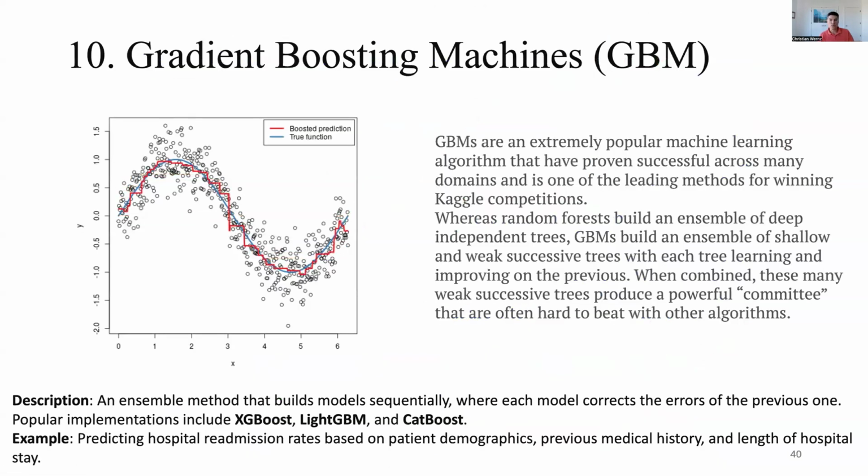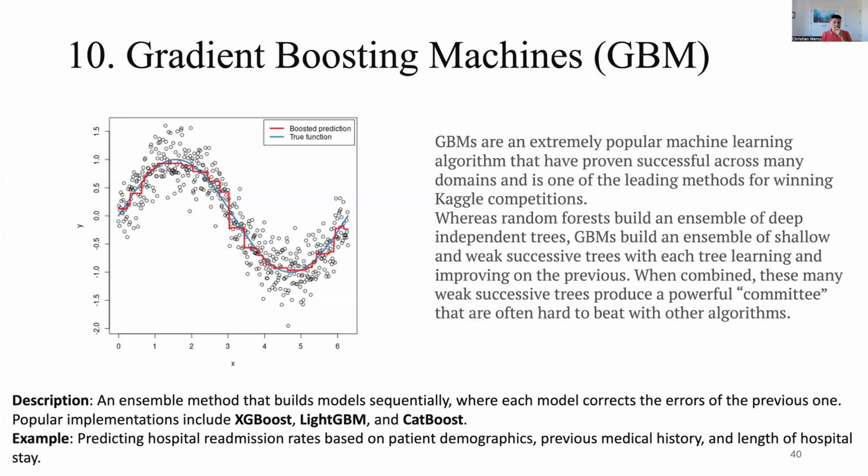Number 10, gradient boosting machines, GBMs, are an extremely popular machine learning algorithm that has proven successful across many domains and is one of the leading methods for winning Kaggle competitions. Whereas random forests build an ensemble of deep independent trees, GBM builds an ensemble of shallow and weak trees successively. And with each tree, the whole system learns and improves upon the previous. So when combined, these many weak successive trees produce a powerful committee that votes on things, like in the other approach as well, that are often hard to beat with other algorithms.